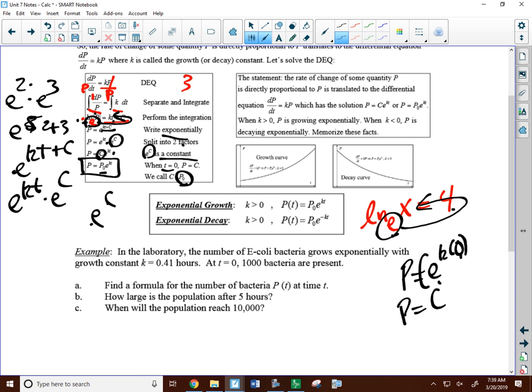Does that look familiar at all from Algebra 2 or pre-calc somewhere? Maybe the unit sounds familiar. Maybe once we do one, hopefully you'll recognize it as something you've done.